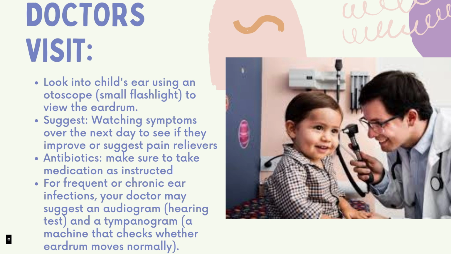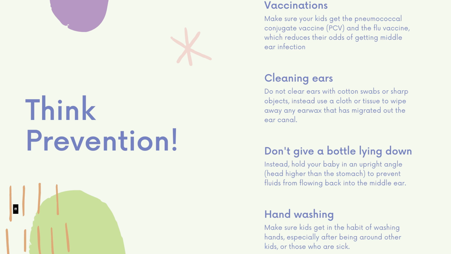What happens at the doctor's visit? Your doctor will look into your child's ear using an otoscope or a small flashlight to view the eardrum. Your doctor may even suggest watching symptoms over the next few days to see if they have improved, or they would suggest pain relievers. They can also start your child on antibiotics, but make sure you take your medications as instructed. And for frequent or chronic ear infections, your doctor may suggest an audiogram, which is a hearing test, and a tympanogram, which is a machine that checks whether eardrums move normally.